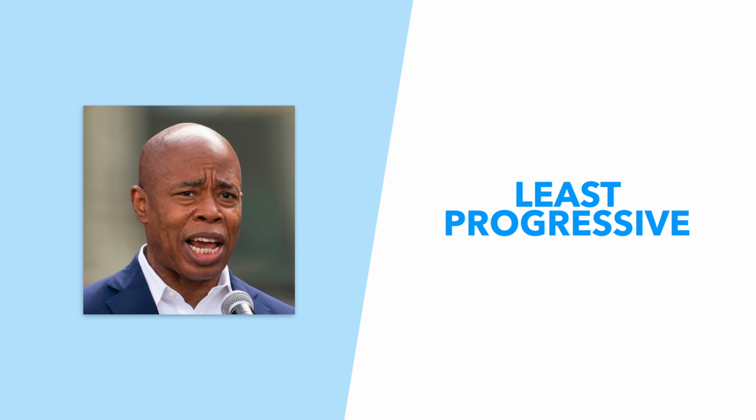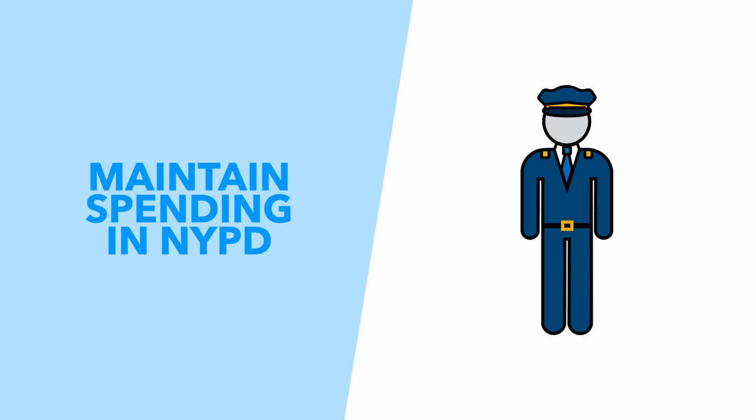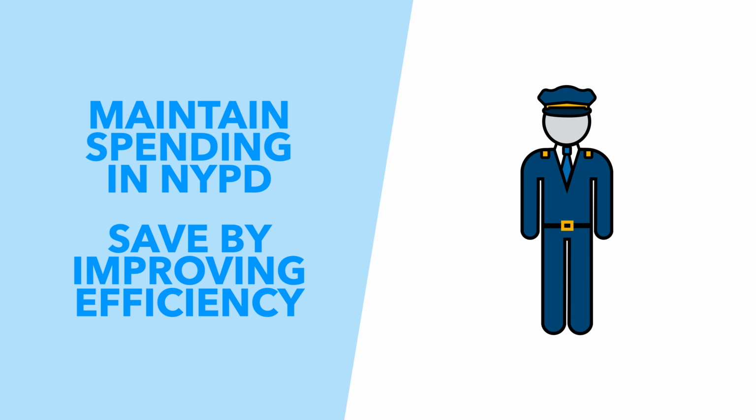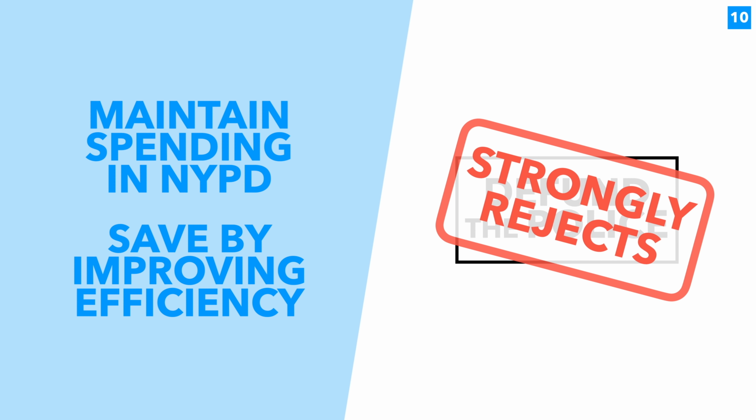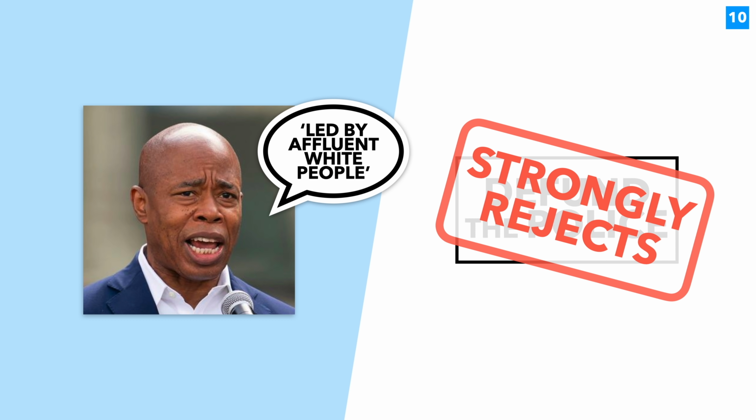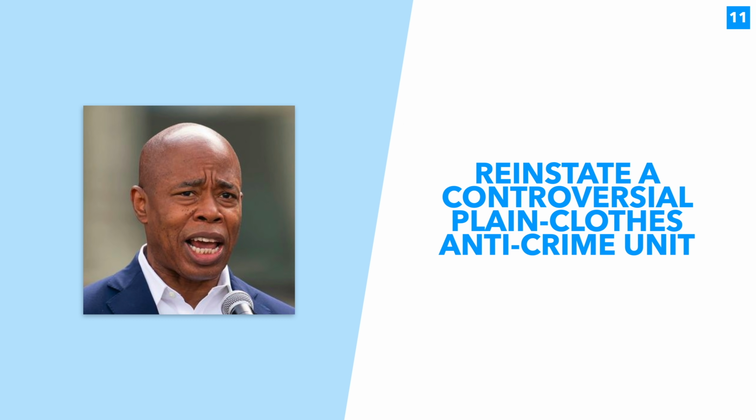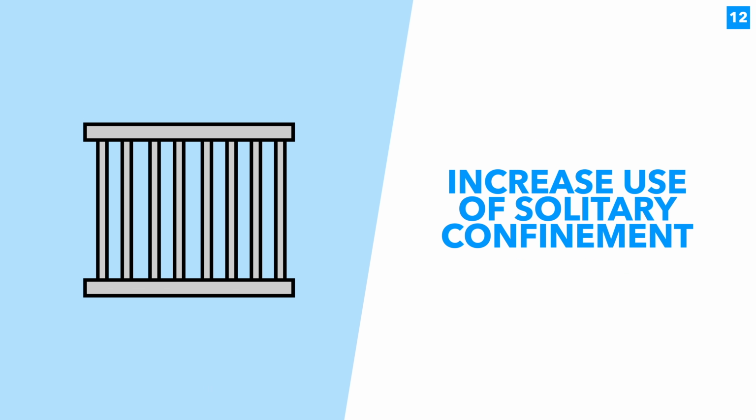Well, Adams is probably the least progressive candidate when it comes to policing. Adams basically wants to maintain spending in the NYPD, and while he wants to make some savings by improving efficiency, he's strongly rejected the defund the police label, describing it as led by affluent white people. He also wants to reinstitute a controversial plainclothes anti-crime unit that was disbanded last year, and increase the use of solitary confinement in the city's jails.